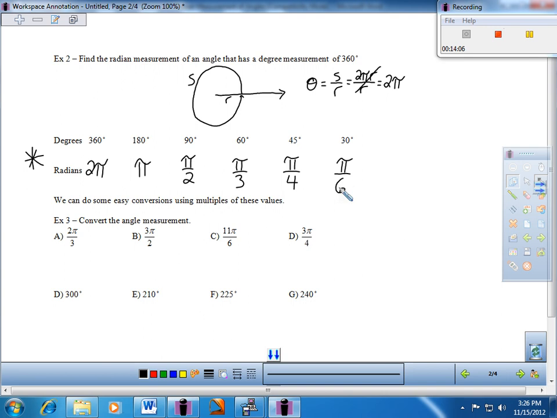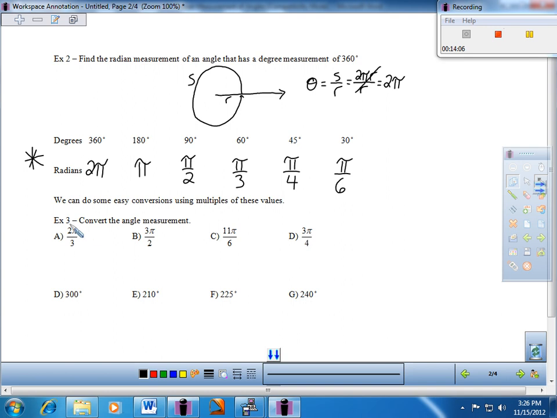And so what we can start to do now, as it says on your paper, is some easy conversions just using multiples of those numbers in the table. So we're going to do that on example 3 here. It looks like the top 4, we're going to go from radians to degrees, and the bottom 4, we're going to go from degrees to radians. So here's how I would argue it.